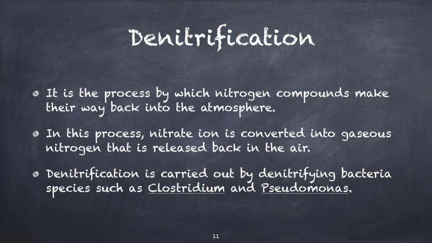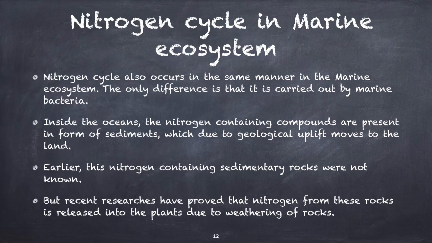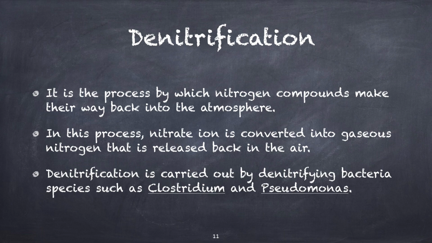Next, we have denitrification. This is the last step in the nitrogen cycle. Denitrification is actually the opposite of nitrification. Here, nitrate is converted to dinitrogen and released back into the air. This denitrification is carried out by denitrifying bacterial species such as Clostridium and Pseudomonas.